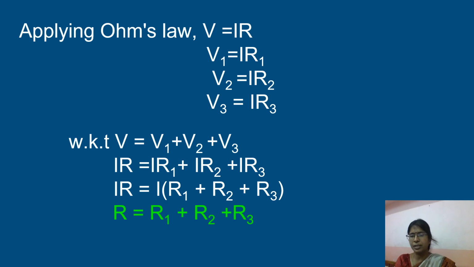So this happens in a series connection. Remember that in a series circuit, the current flow is the same and the total resistance of the circuit is equal to the sum of the individual resistances. Hence, R is equal to R1 plus R2 plus R3.